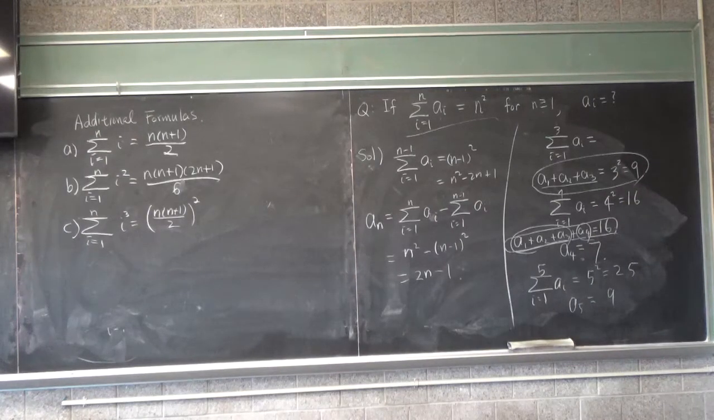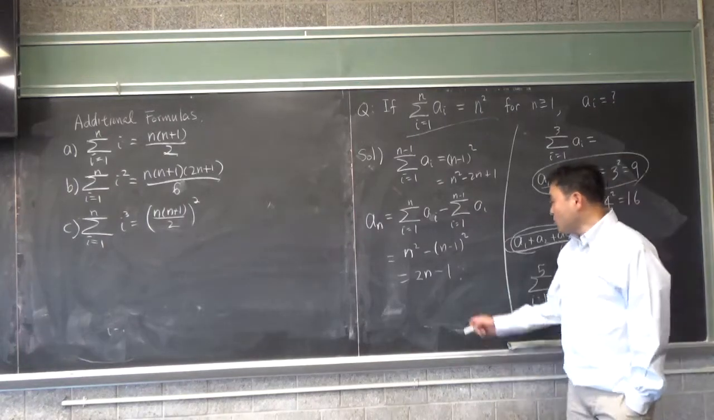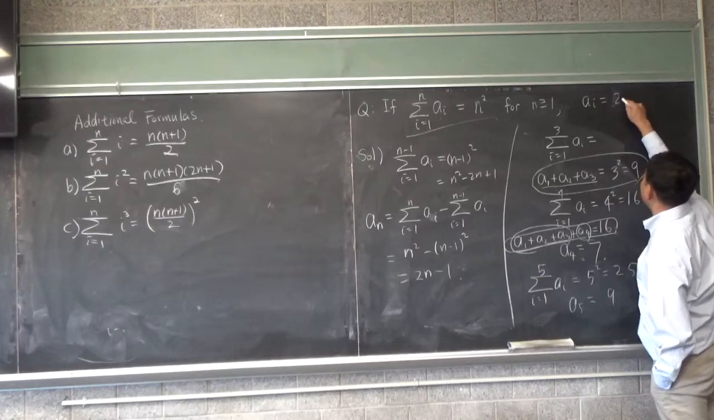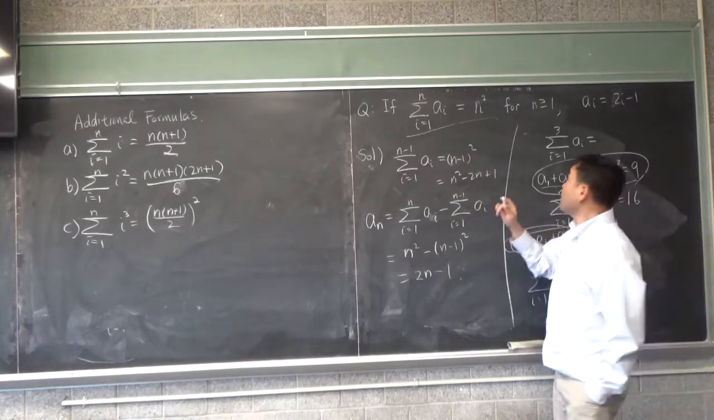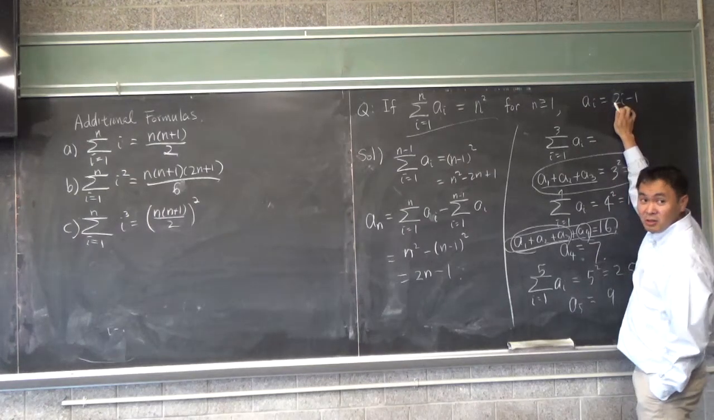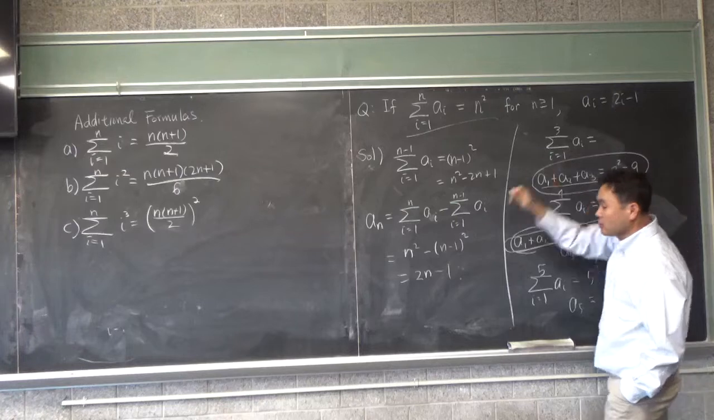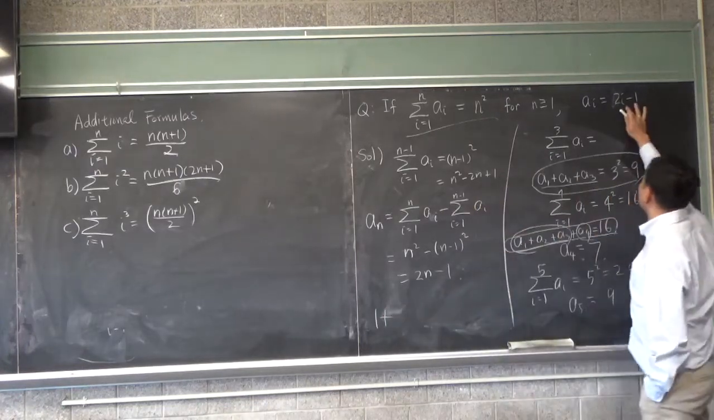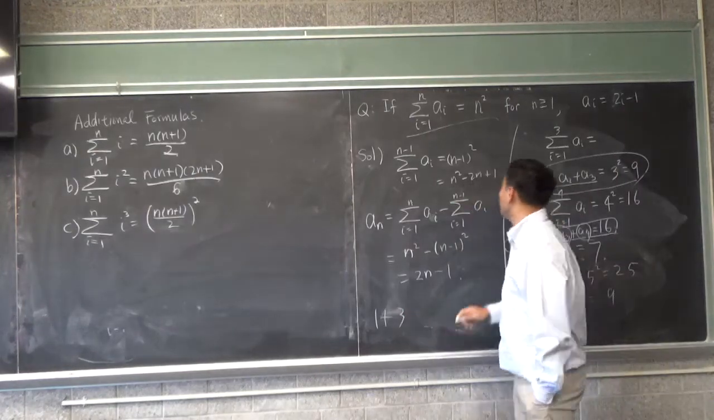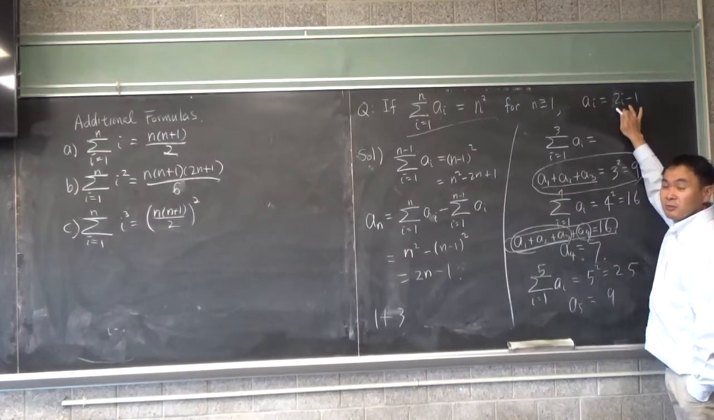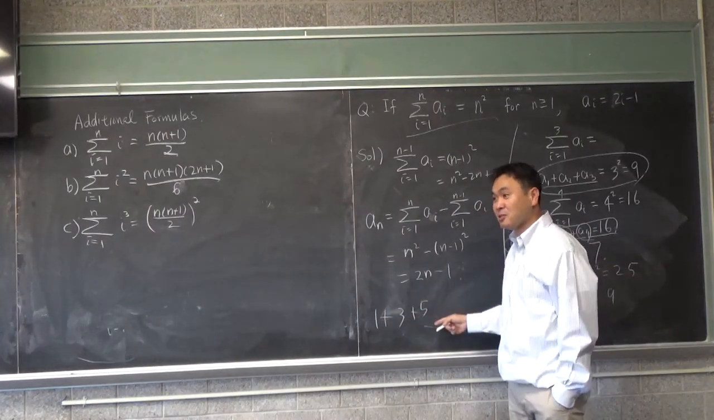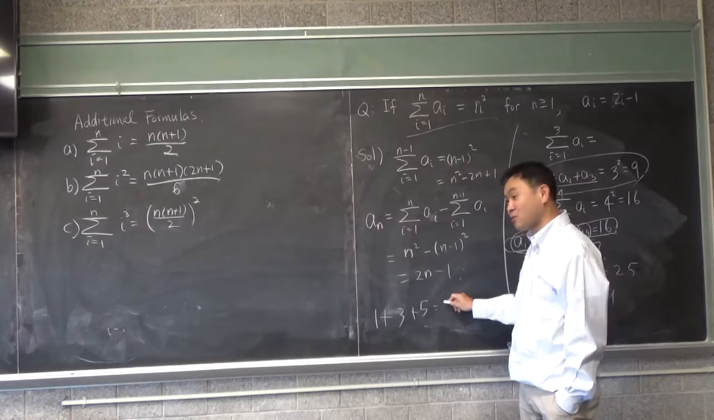Now, what does this mean, though? This means that if you take these numbers, the answer to this a_i would be 2i minus 1. What do you get if you plug in 1 here? 1. And what do you get if you plug in 2? 3. What do you get if you plug in 3? 5. Do you get 9? Really? Add the first 3 numbers. Do you get 9? Yes, you do. This is 3 squared.